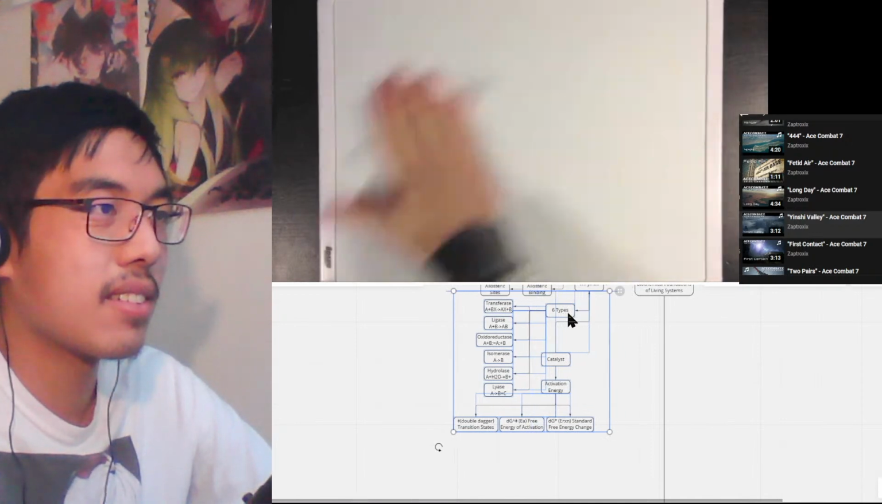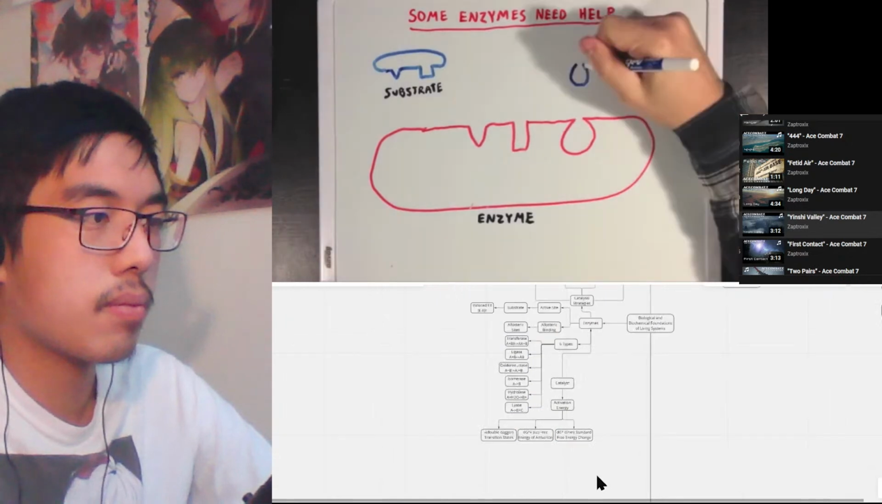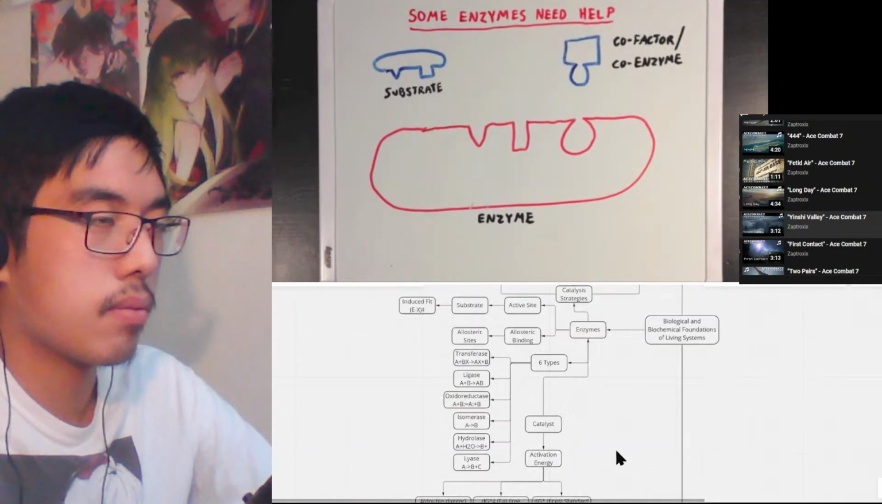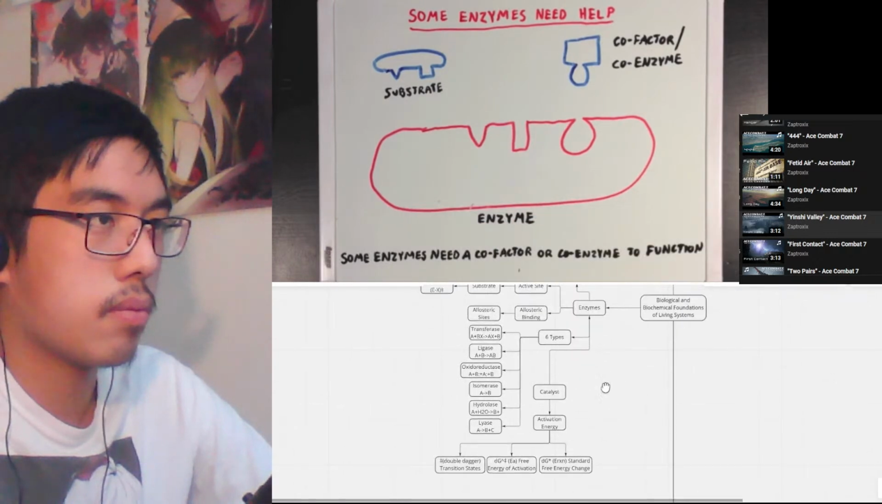Now, not all enzymes are able to catalyze reactions on their own, and some need a little help. So if we have our enzyme here trying to react with our substrate over here, sometimes something called a cofactor or a coenzyme will be needed, which will also need to bind to the enzyme in order for it to function properly. And we're going to go over what coenzymes and cofactors are and exactly how they work.